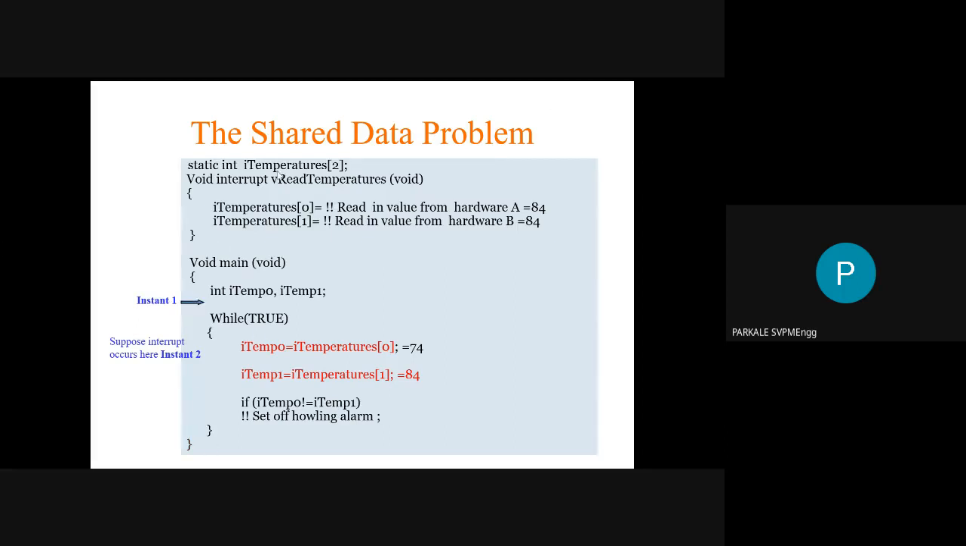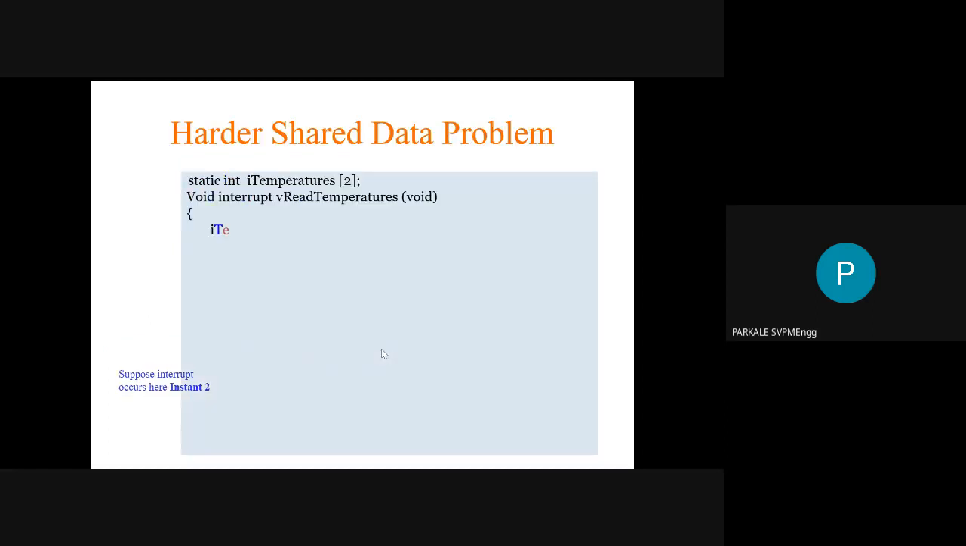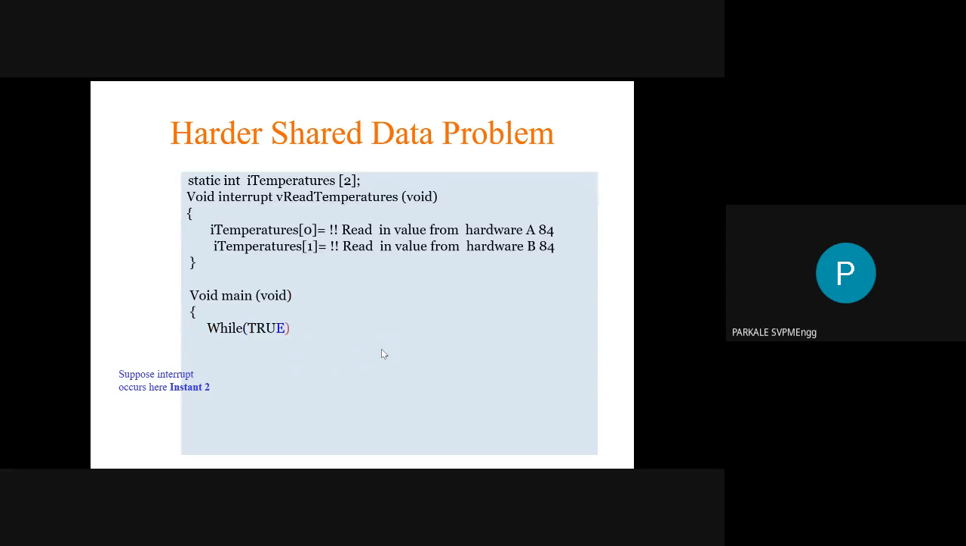Also we have seen what happens if you share common resources like I temperature 0 and I temperature 1. These are the two arrays that are shared in the interrupt service routine, as well as in your main task code. Because of the sharing of these two resources between the task code and the ISR, we have come across the shared data problem. Then we tried to remove this shared data problem by removing the local variables, but still the problem remains the same, and it becomes harder. That is called the harder shared data problem.